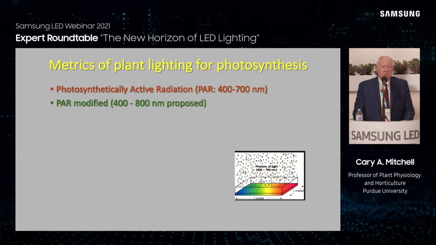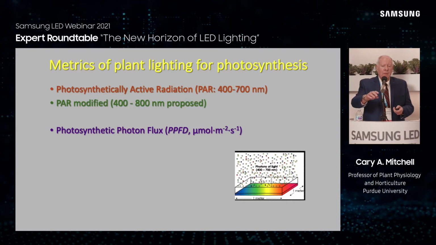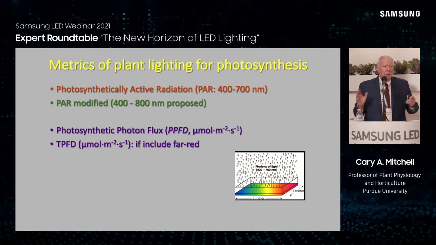And in the last year, it's been suggested that far red radiation be added to that. And so it's up for proposal right now, modifying PAR up to the 800 level. And if you do that, then photosynthetic photon flux or photosynthetic photon flux density, measured in micromoles of photons per square meter of absorbing surface per second, actually becomes TPFT, if you want to include the far red. That's the current designation that's being used.